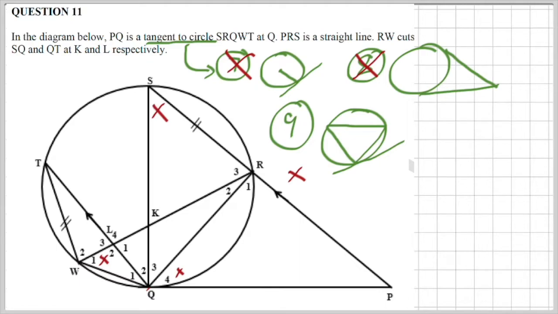So when I look now at the rest, I need to now start being creative. It says there that PRS is a straight line and that RW cuts SQ and QT at Q and L respectively. Now there is something indicated on the sketch that's not given in the information. That is that SRP is parallel to TLQ. Be careful that you don't miss that.